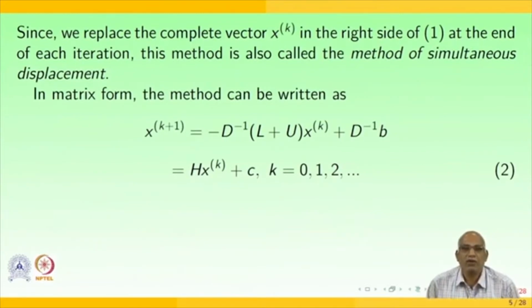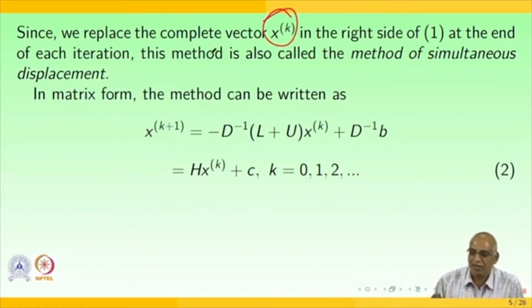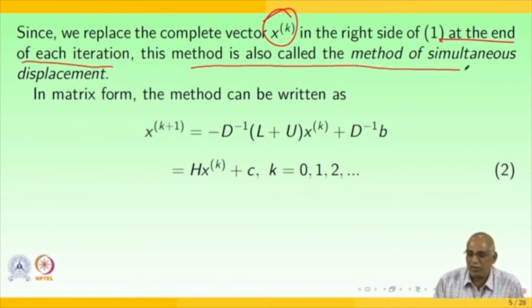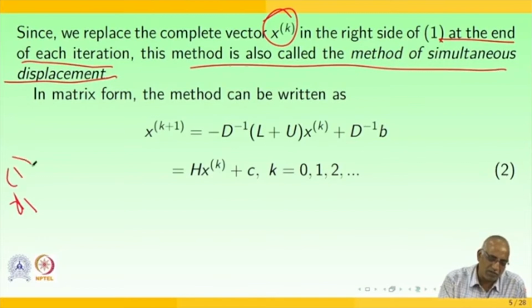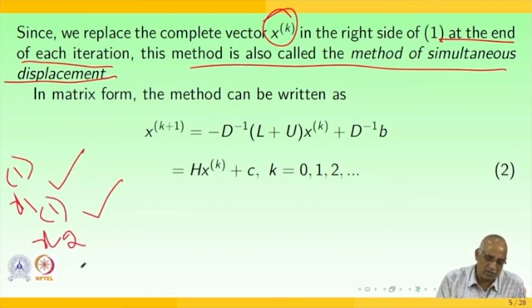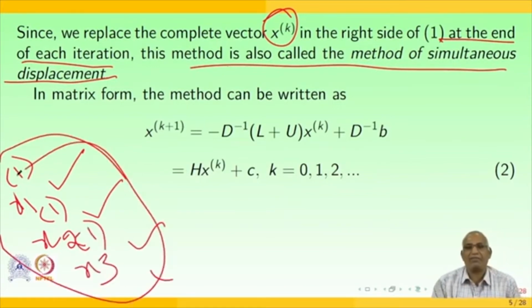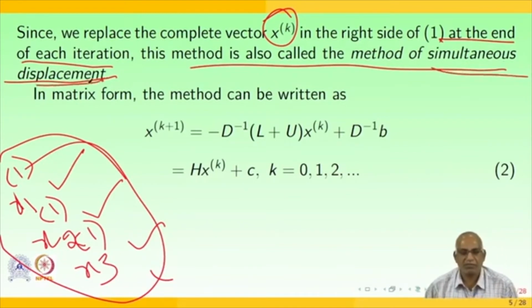Since we replace the complete vector xk on the right side of equation 1 at the end of each iteration, this method is called the method of simultaneous displacement. That means x1, x2, x3, so on and so forth, we will be updating at one time. That is why it is called simultaneous displacement.